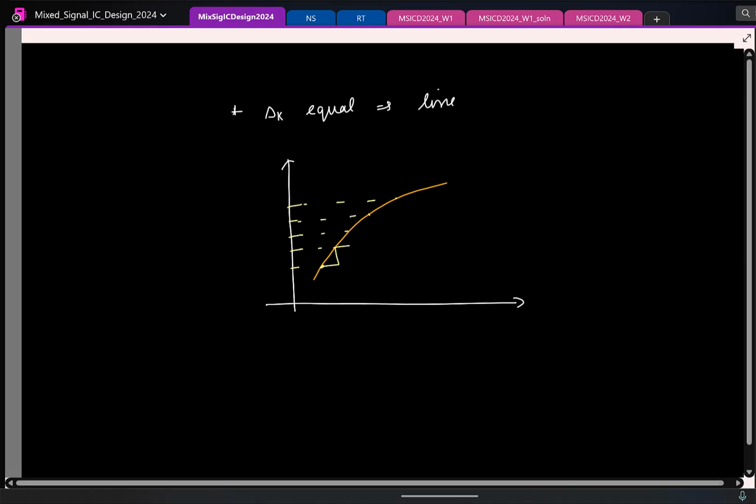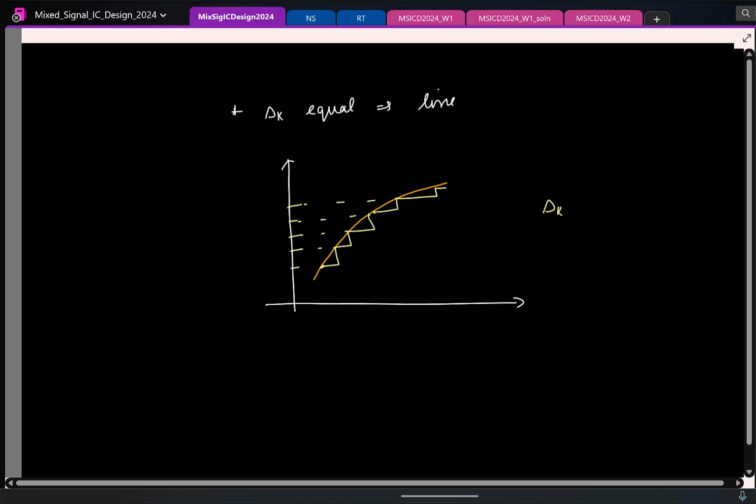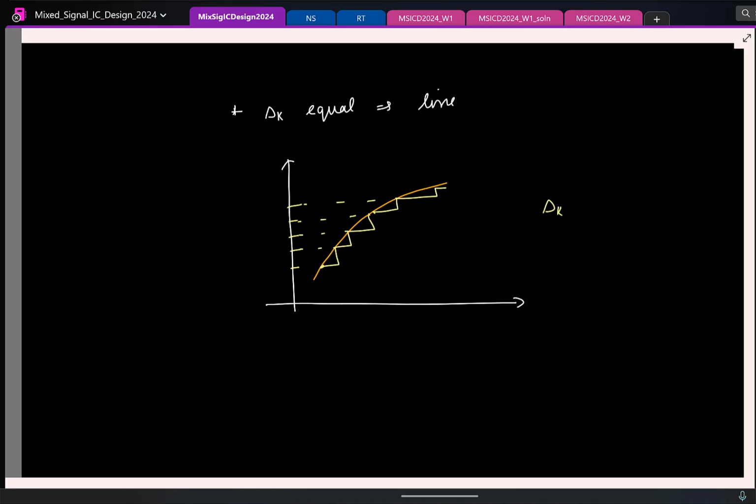So you will have something like this. This is how the characteristic will look. So here you can clearly see the delta K for different codes, they are different. Is that okay?